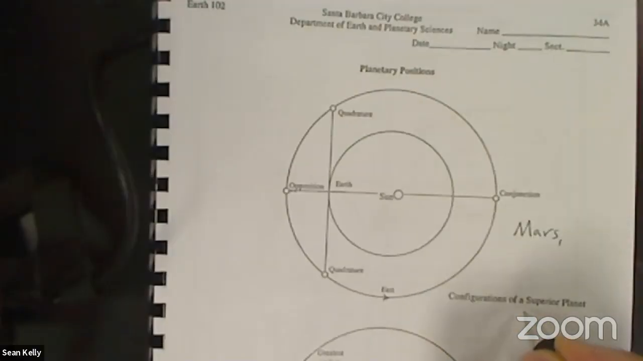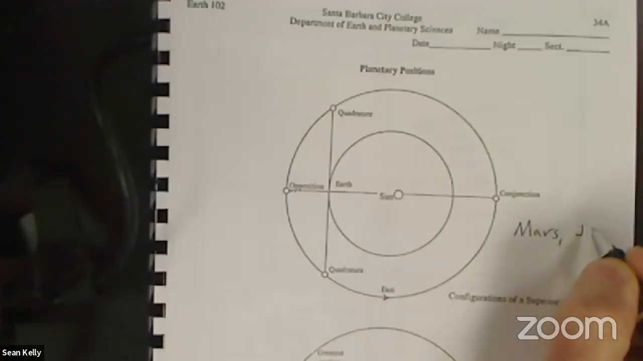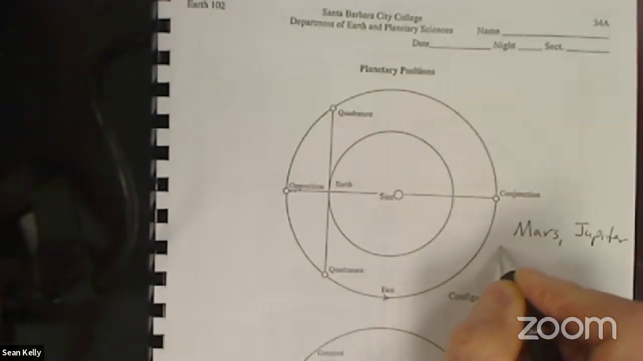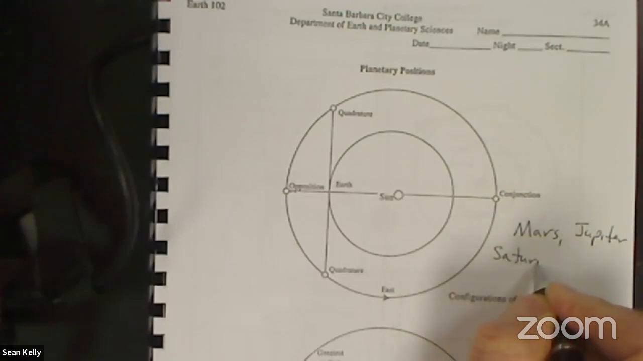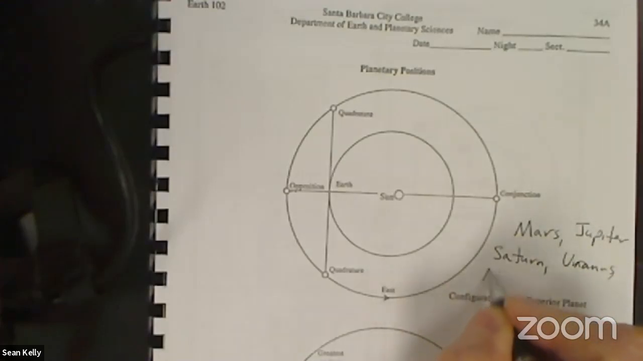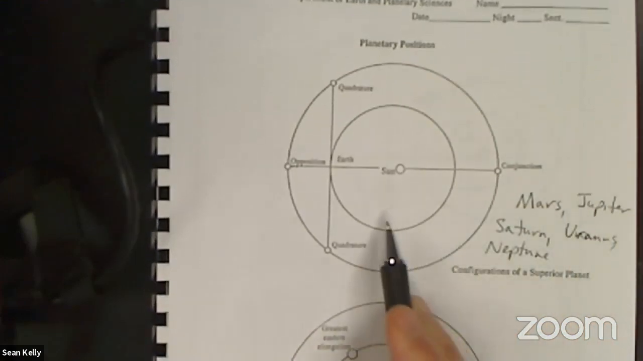Mars, right? What would be next after Mars? The belt. Well, that's not a planet, though. We don't need to worry about it. Jupiter. Jupiter, okay. After Jupiter comes Saturn. After Saturn comes Uranus. And after Uranus comes Neptune. Okay, so those are the superior planets to the Earth.